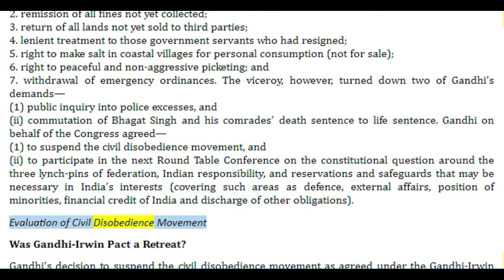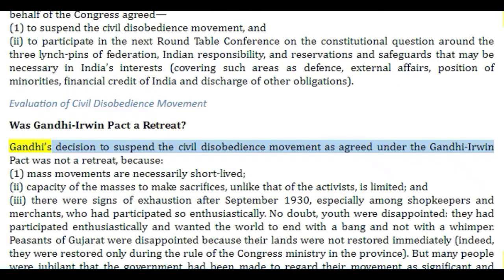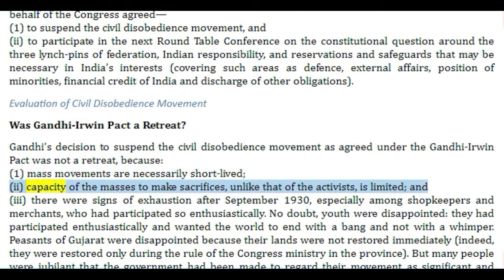Evaluation of civil disobedience movement. Was Gandhi-Irwin Pact a retreat? Gandhi's decision to suspend the civil disobedience movement as agreed under the Gandhi-Irwin Pact was not a retreat, because 1. Mass movements are necessarily short-lived, 2. Capacity of the masses to make sacrifices, unlike that of the activists, is limited, and 3. There were signs of exhaustion after September 1930, especially among shopkeepers and merchants, who had participated so enthusiastically.